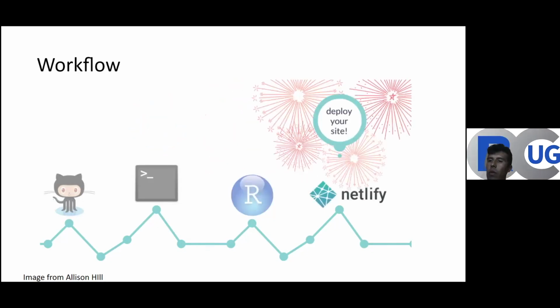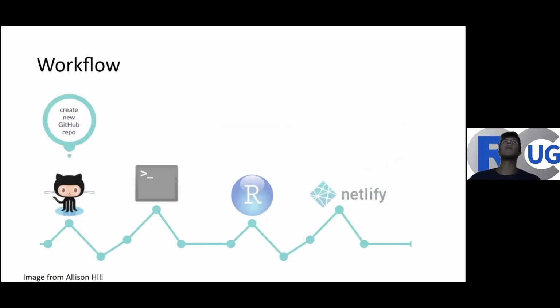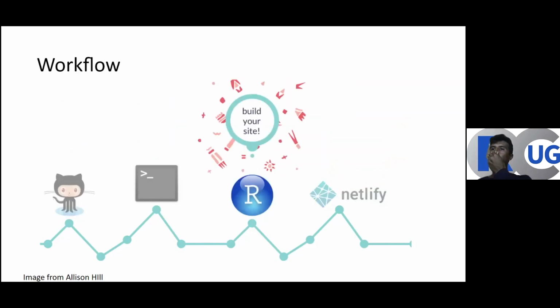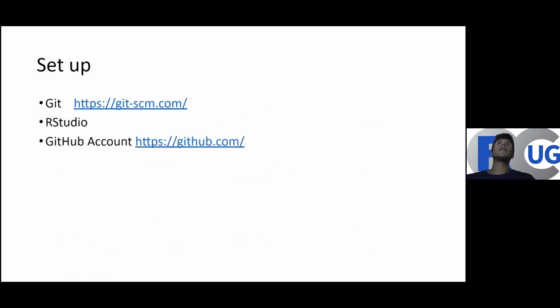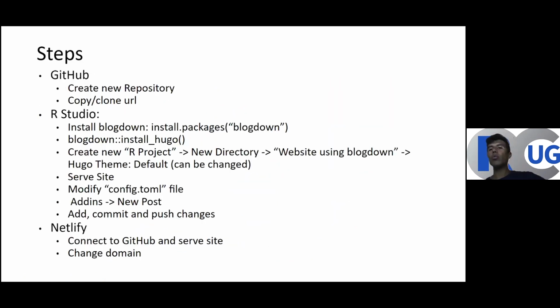Okay, mine's finished downloading. Yes, I think I'm seeing people are starting to finish. Let me see here. Don't do anything yet, but these are just some of the steps that we're going to be taking in order to create the website. First step, on GitHub, we're going to create a new repository. We're going to copy or clone that URL. Then we're going to go to RStudio and install the package called blogdown.